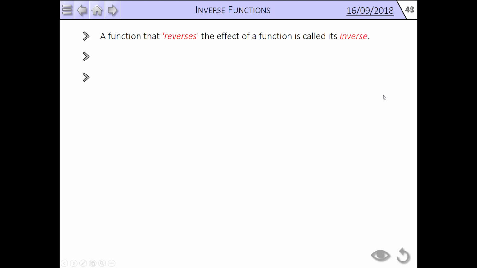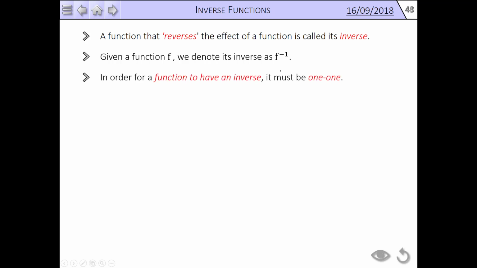In this video we'll be looking at inverse functions. So to begin with, recall that a function that reverses the effect of a function is called its inverse. And we write that mathematically as: if we have a function f, we write its inverse as f to the minus 1. Be careful with this notation here, don't get confused and think that f to the minus 1 means 1 over f. That's not the case with function notation.